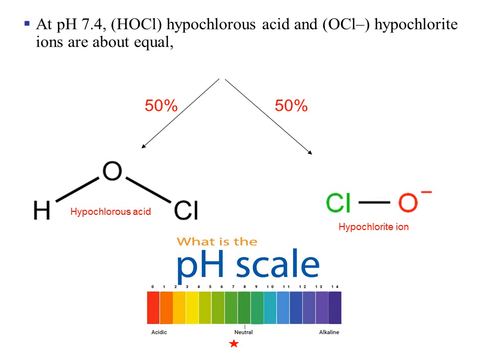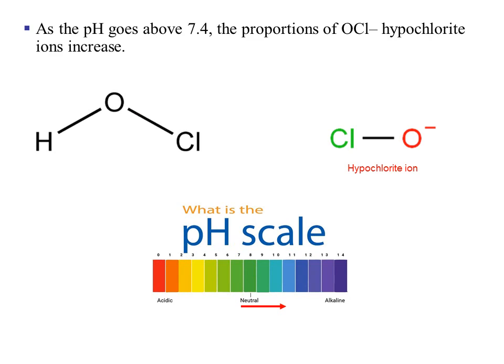At pH 7.4, the solution would have 50% hypochlorous acid and 50% hypochlorite ions. The antimicrobial effect is instigated by hypochlorous acid. So as we go above 7.4, the proportion of hypochlorite increases. This is not going to make the solution more effective at killing bacteria.